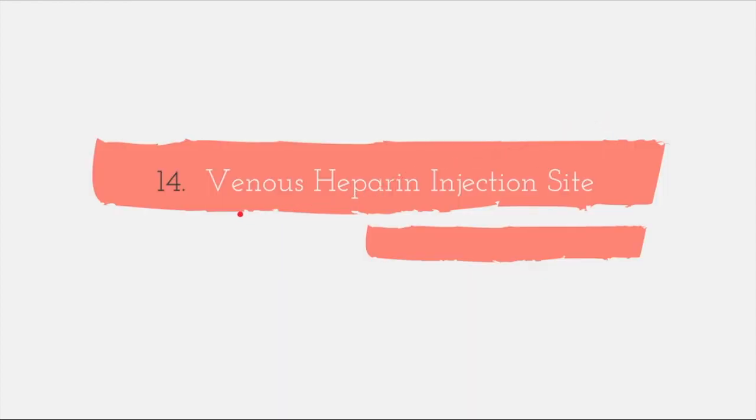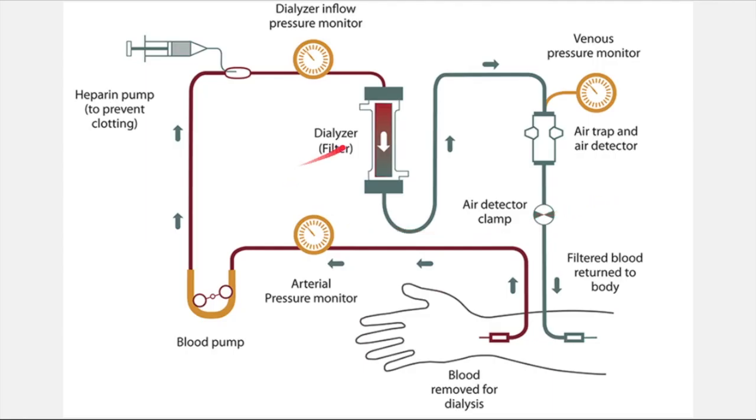Next is the venous heparin injection site. It cannot be shown here as well, but the venous heparin injection site is another site where you can inject the anticoagulant heparin to prevent any blood clotting. So this is just another injection site.